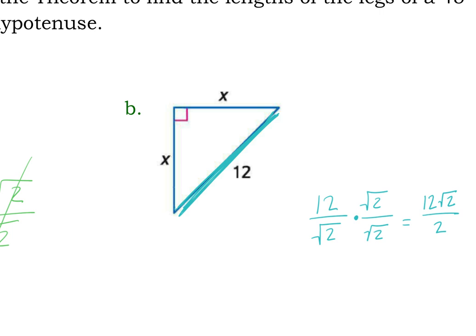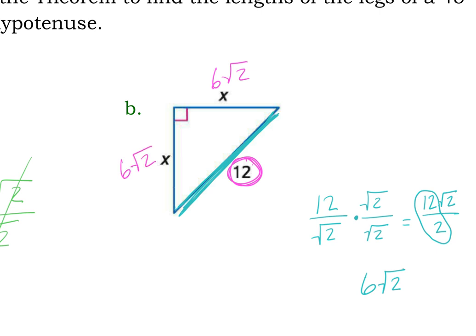But then, wait, there's more. 12 can be divided by 2, right? So half of 12 is 6. That radical 2 is still there, so it's 6 radical 2. Here's the shortcut, or the pattern if you want to catch it: anytime you have a number without a radical as the hypotenuse, divide that number by 2 and put a radical 2 next to it. That's all we really do. Half of 12 is 6, and then put a radical 2 next to it.